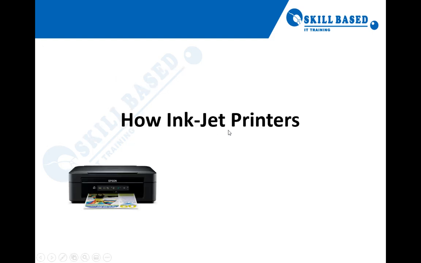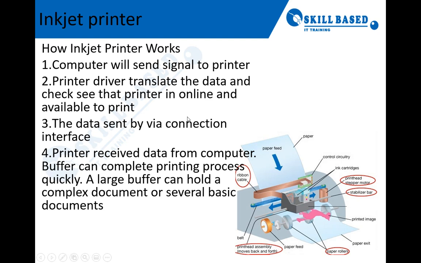So how do inkjet printers work? This is usually how an inkjet printer works. This one is the belt. This is a stepper motor. When the stepper motor spins, it controls the belt to move, and this belt is attached to the carriage. This carriage will move left and right.